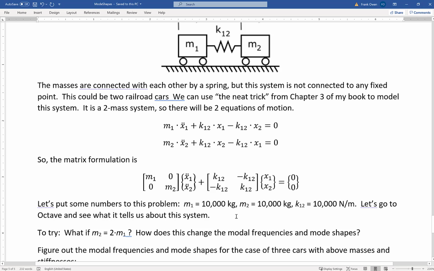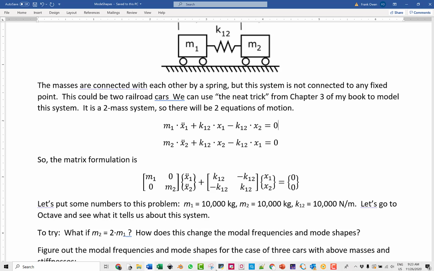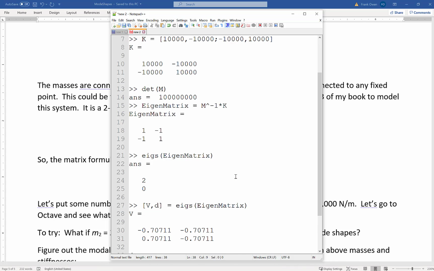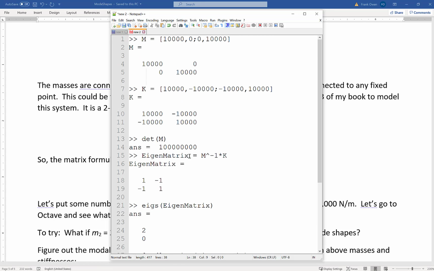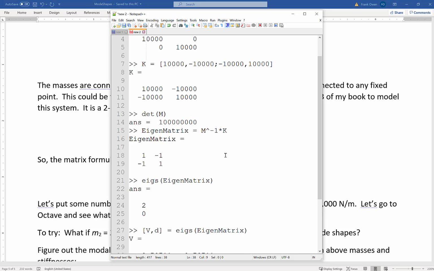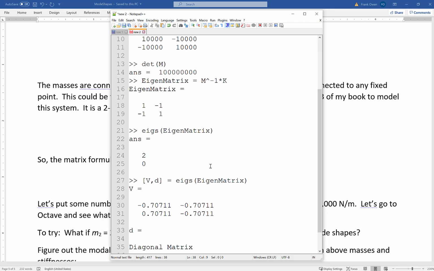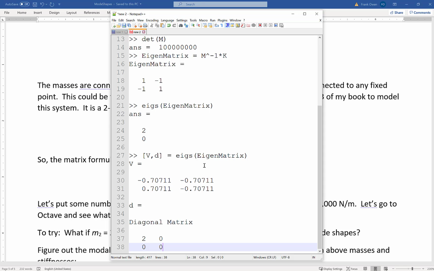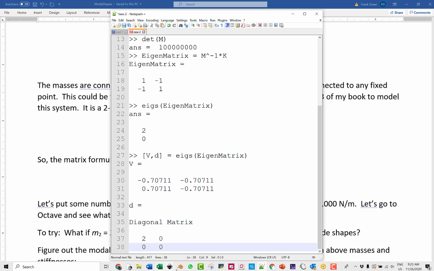Now what I'm doing is I want to see how this system behaves. So what we did in Octave was we formed what I call the eigenmatrix. It's just the mass matrix inverted, pre-multiplying the stiffness matrix. Okay, and we found the eigenvalues here and eigenvectors here. These are the squares of the natural frequencies, and these are the mode shapes by column. Okay, so with all that, let's go back to Octave.